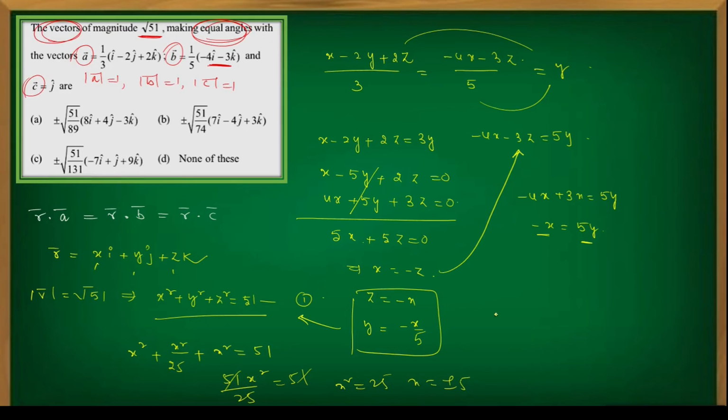After getting r bar, what do you have to do? This is not your final answer. You have to find the unit vector, r bar by mod r bar. Yes, you will get the final answer, because we already took the condition mod r bar equal to root 51. This is the way if you want to find the vector by a proper method. Otherwise, if you go for verification, you can close it a little early.